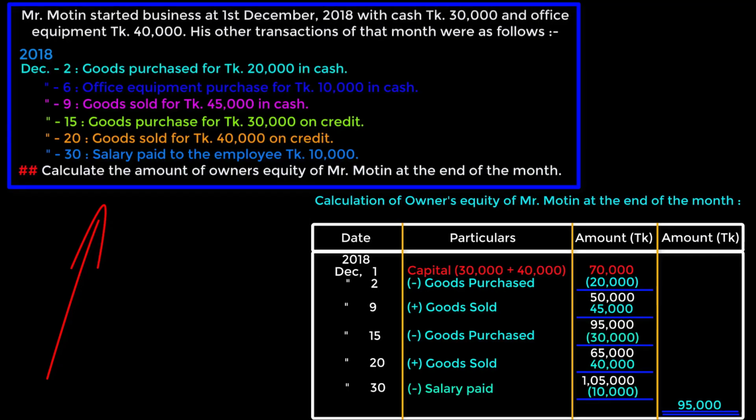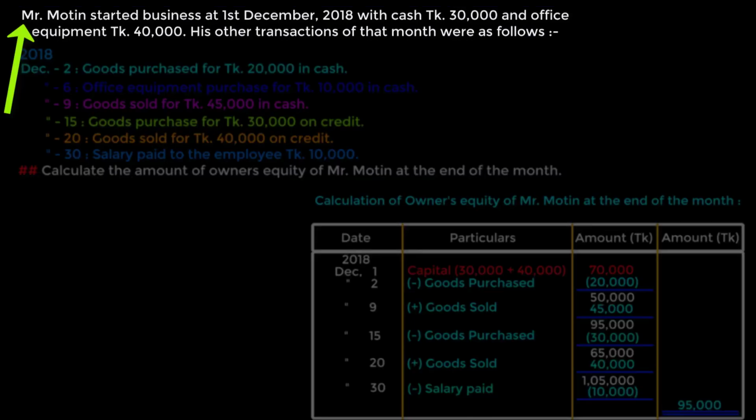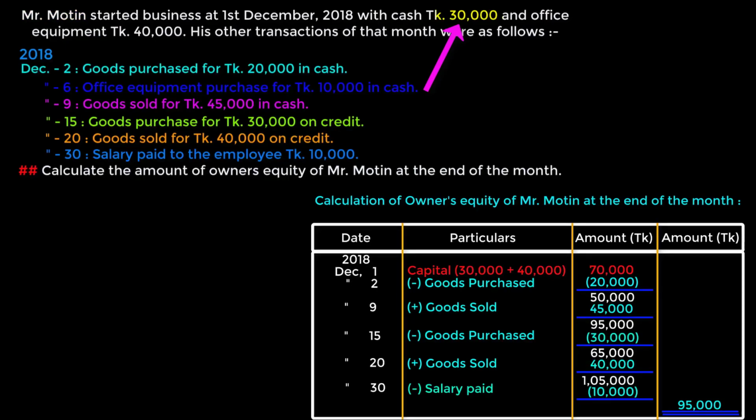This is a board question and this is its solution. See, Mr. Motin started business at 1st December 2018 with cash taka 30,000 and office equipment taka 40,000. Here, Mr. Motin is the owner. He brought this 30,000 taka as cash and this 40,000 taka as office equipment to start his business. Therefore, this 30,000 taka and this 40,000 taka was his capital.